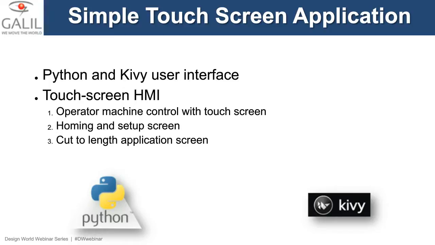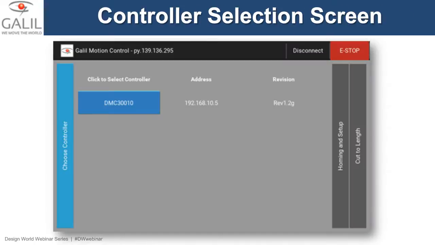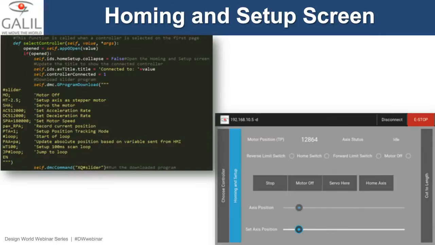So let's take a look at what the operator has to work with. This is the controller selection screen that was developed. It's basically just going to go out, check to see if there are any controllers on the network, and then list them there, so you can identify which one you're working with. If you have multiple, you could select between those. If the operator were to, say, click this button here and select this DMC 30000 controller, this is what they're going to get. You can see the screen on the right-hand side.